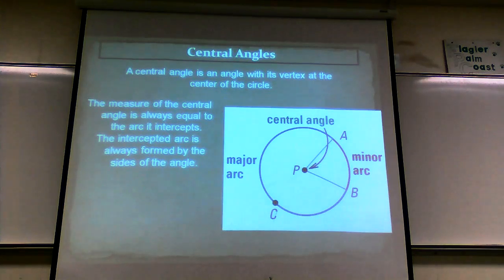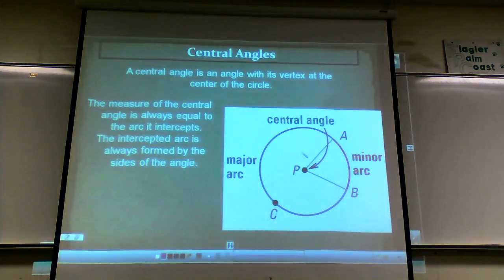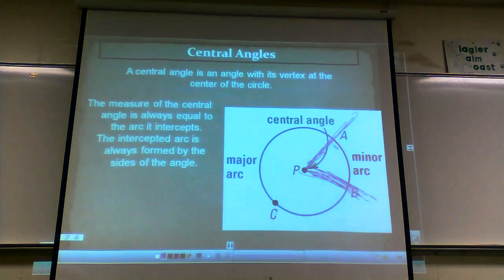When they use the words "the angle intercepts the arc," the whole idea of intercepting just means that if you take the sides of the angle, like this angle right here, and extend them out, whatever arc is in between those two sides is the one that's intercepted. So if I looked at this angle here, it opens out, and if I extend those lines out, I can obviously see this arc is in between. So arc AB is intercepted by that angle.